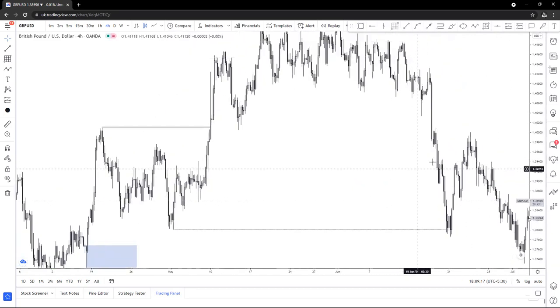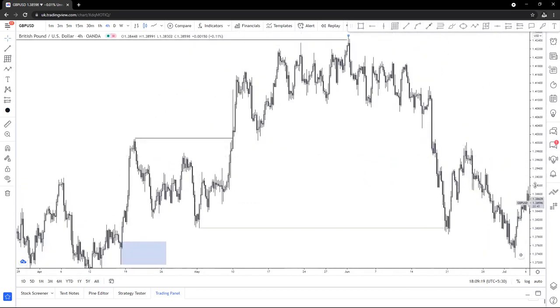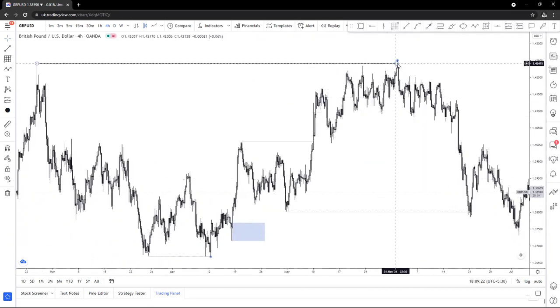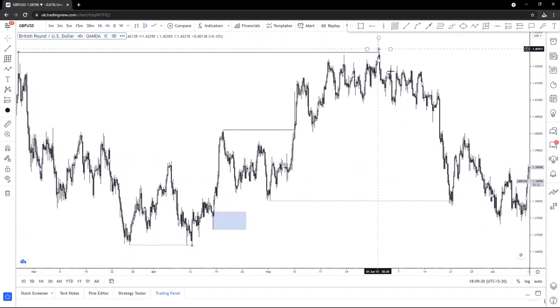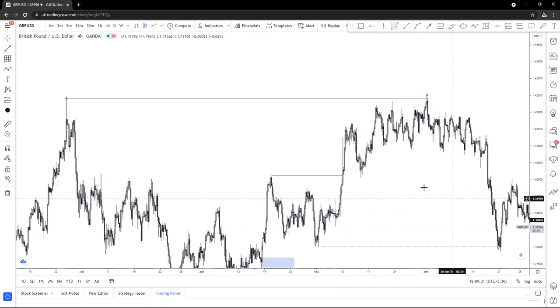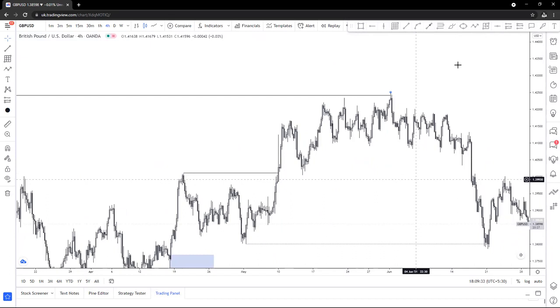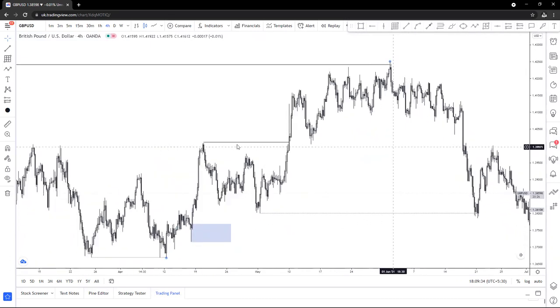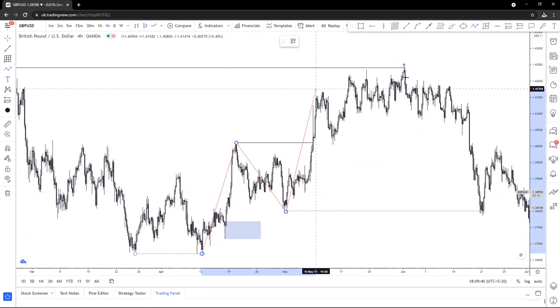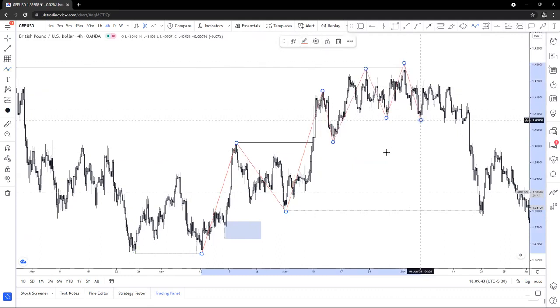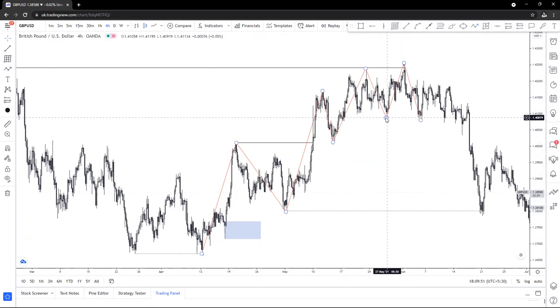But where will they go into? Now, on the weekly, this was our range, from this low to this high. That was our range. But on the 4 hour, this is what we could see. Price went higher highs, higher lows, higher highs, higher lows, higher highs, higher lows, higher highs, and then a break of structure. A break of structure right here. You see that? We had a break of structure.